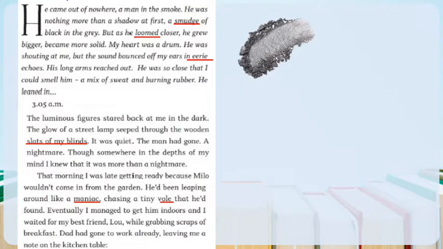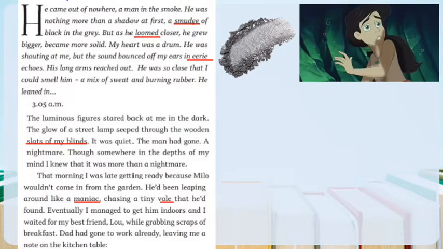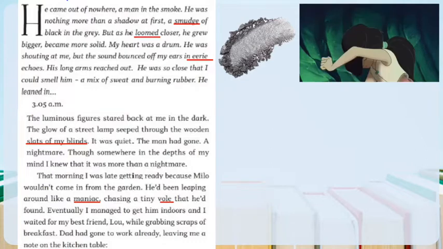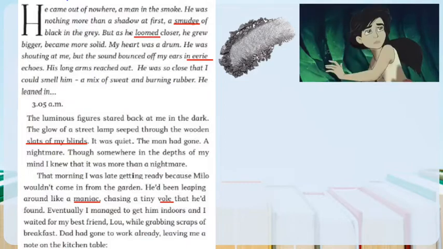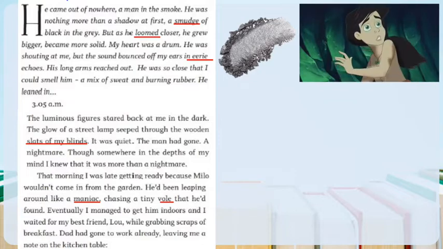The next word picked out is looms. This is where something leans over the top of something else. If you have a look at the picture on your screen now, you can see that there is a shadow looming over the top. So usually something bigger or taller that towers over the top of something else.